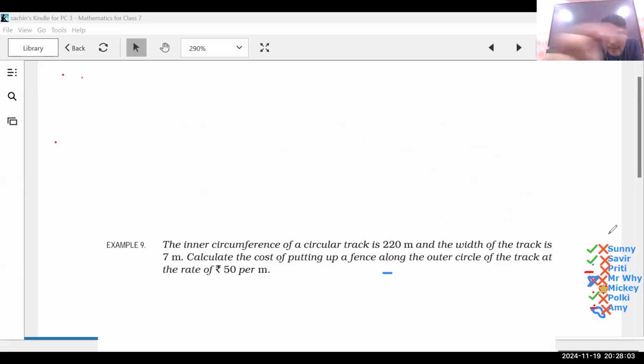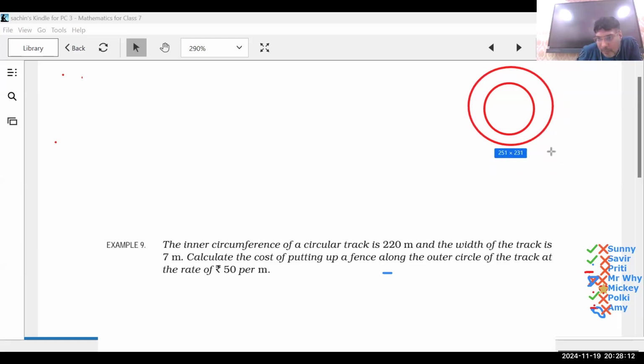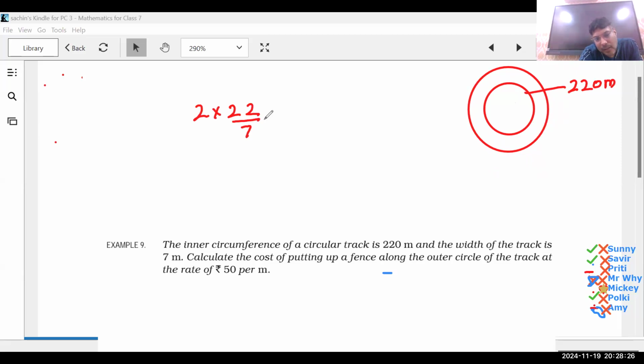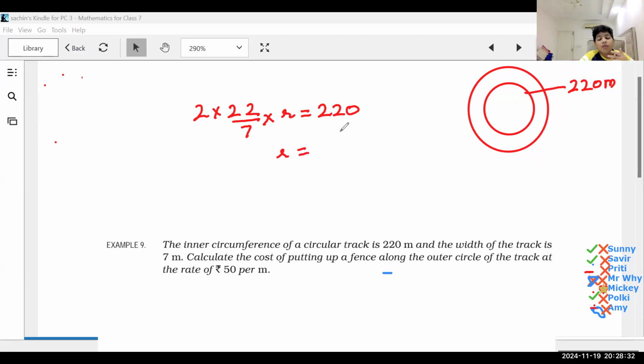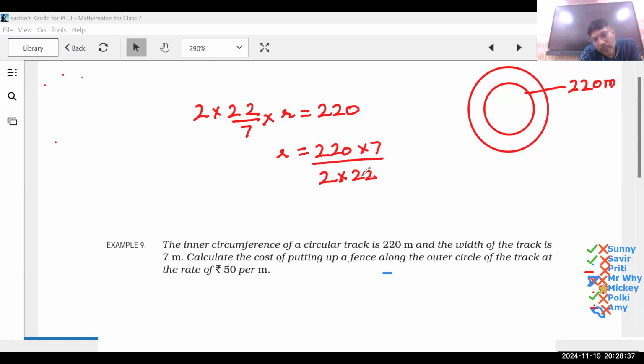So guys, first I will find, see the figure, the inner circumference is 220. The diagram is the same, this is the racetrack. So this circumference is 220 meters. I will find the radius: 2 multiplied by 22 by 7 times r is equal to 220. R is equal to 220 times 7 divided by 2 into 22. So this will be 10 and this will be 5. So my radius will be 35 meters.